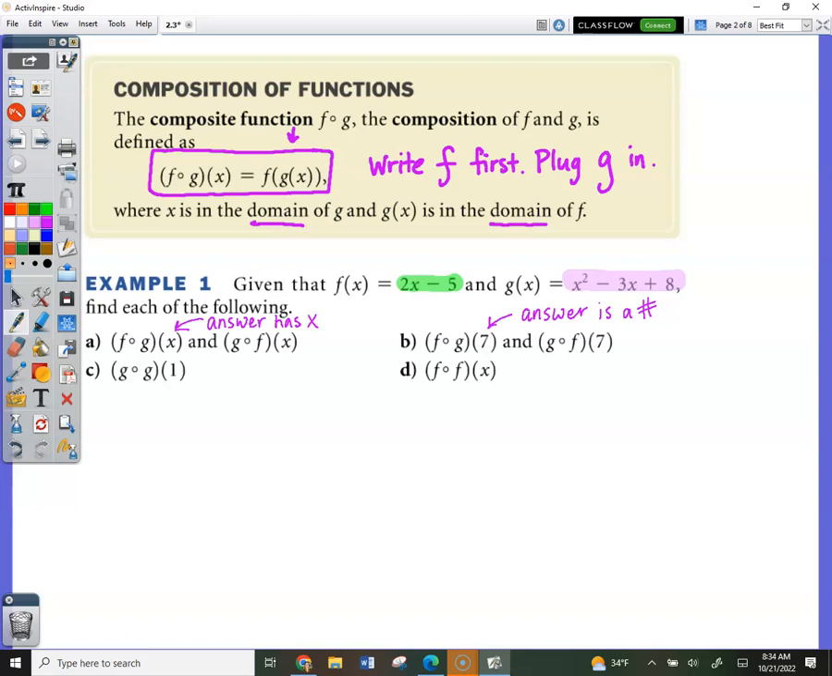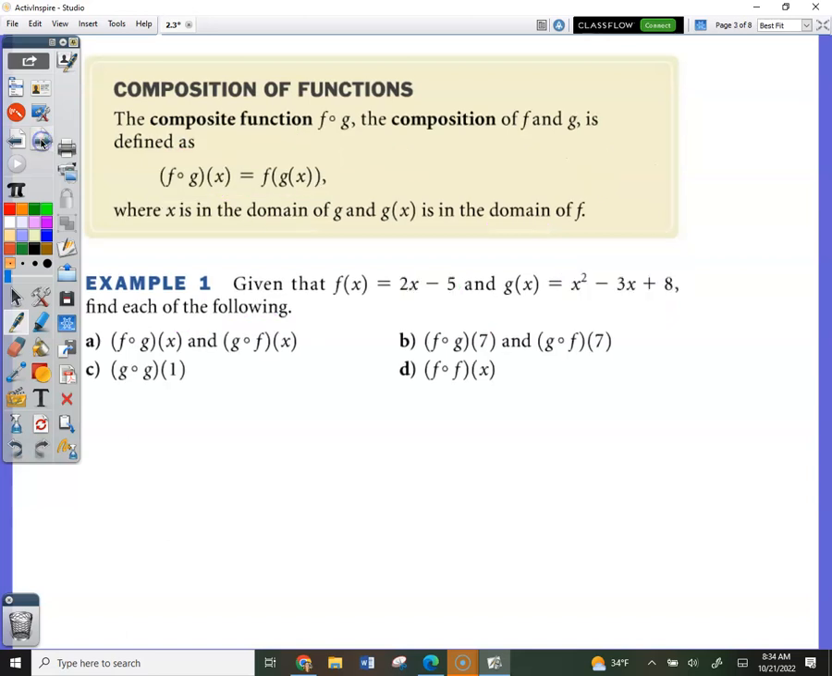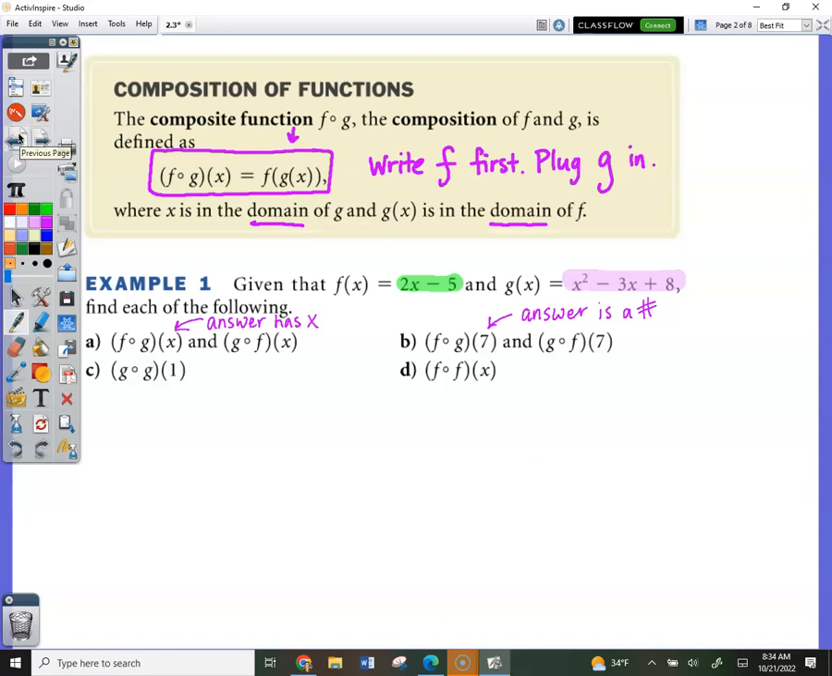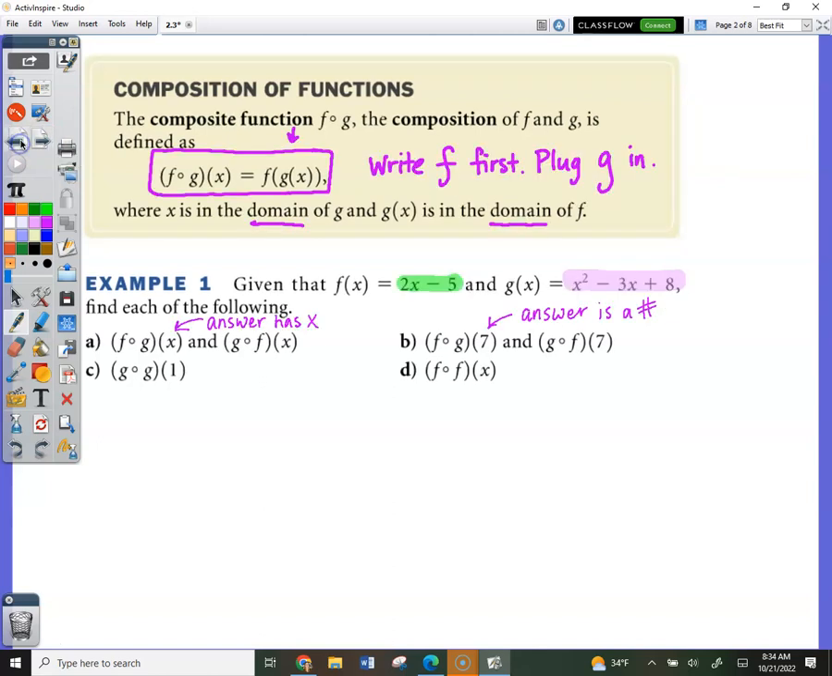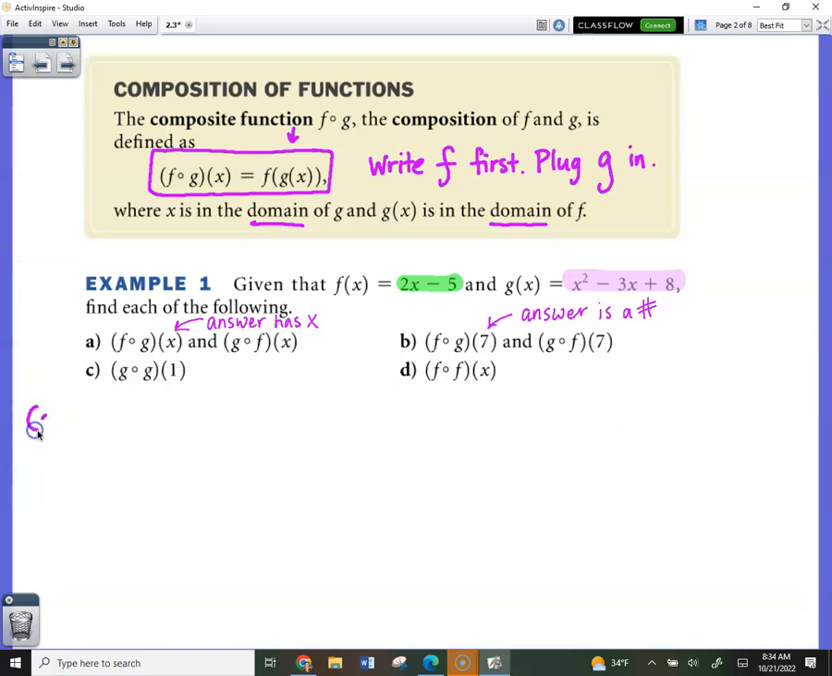Okay? Let's see. We have A, B. Did I copy it to the next? I did. Yeah. Your paper has a repeat slide. The next slide, I just copied all of that over because we're going to run out of room. Do you see that? So we're going to do A and B on this one, and then we'll do C and D on the next one. Okay, so let's label it. Here's A. We're finding f of g of x.